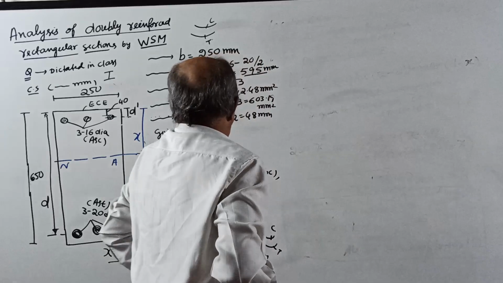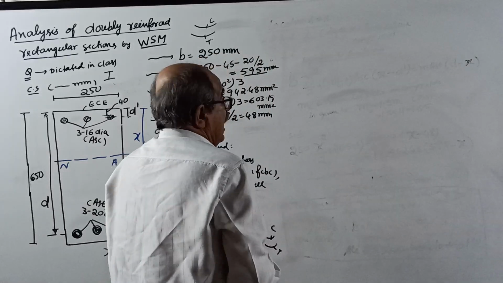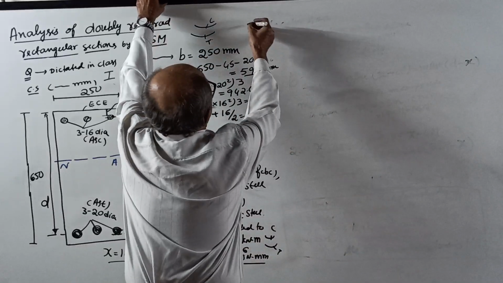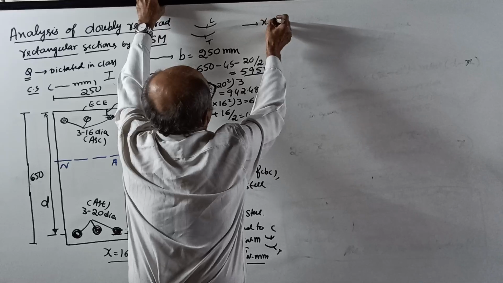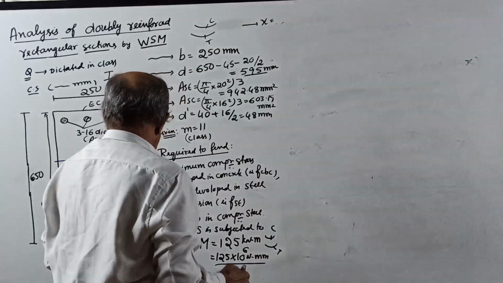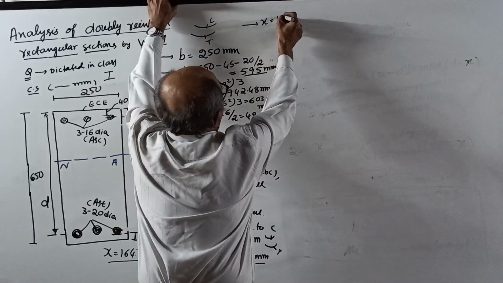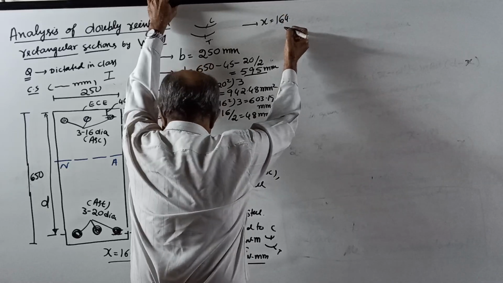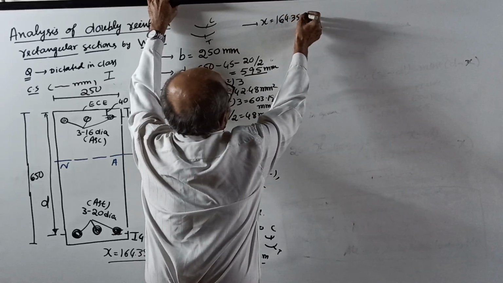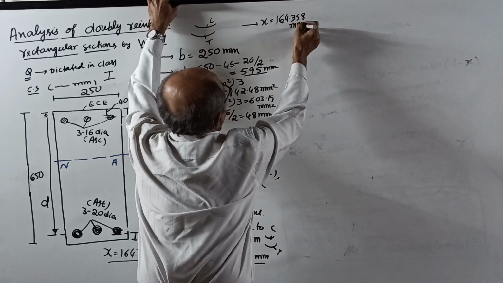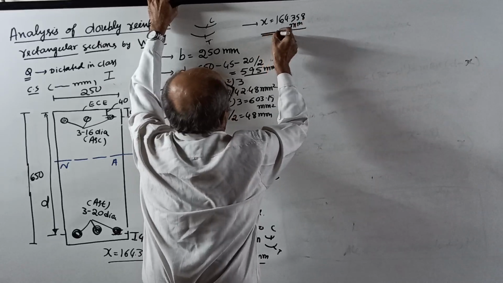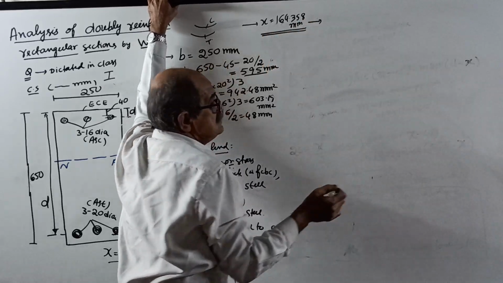Already told, x is there. See, actually I tell you here, we got x equal to 164.358 millimeter. I will not use blue color now, color problem. Usually I write in blue color, today no, I have searched for the pen limit. Color is okay. Now continue.